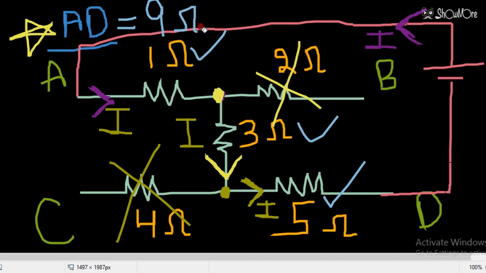I hope it is clear. The resistance between points A and D will be 9 ohm. Now we are going to move to another question.